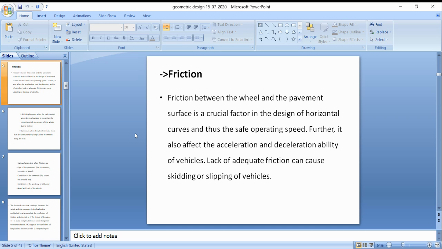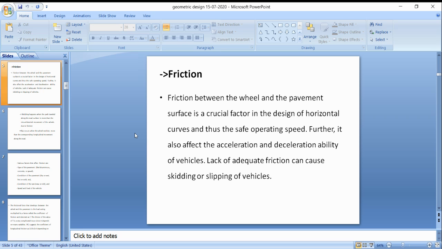Further, it also affects the acceleration and the deceleration ability of the vehicles. So lack of adequate friction can cause skidding or slipping of vehicles. If the road is so smooth, then if we apply the brake, it will not create adequate friction. So what it will cause, it causes skidding of the vehicle. So the most important factor in designing the roads is the friction.